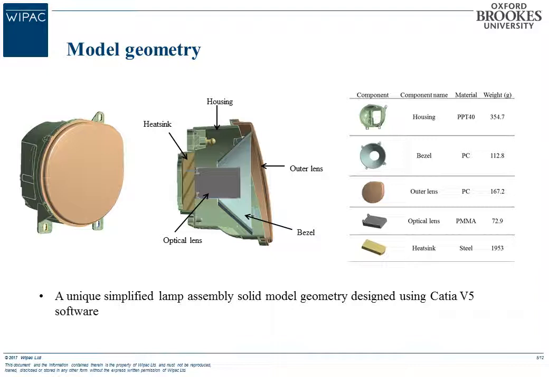Housing is made of PPT40. Bezel and outer lens are made of PC. Optical lens is made of PMMA. And we also have a heatsink, which is made of steel. This lamp assembly is manufactured and used in experimental testing.